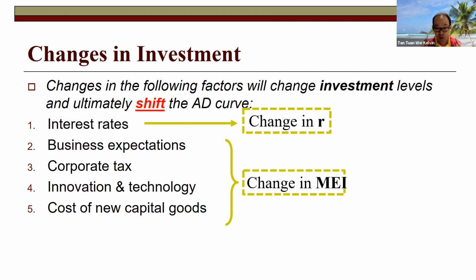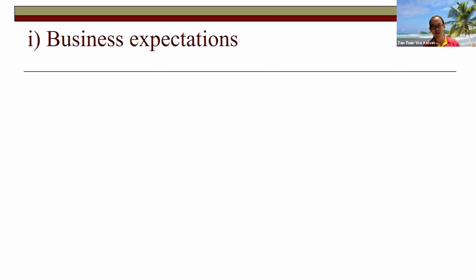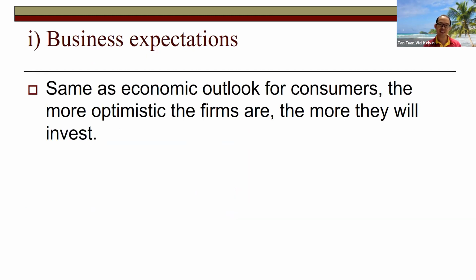Now, for your H2 syllabus, you do not have to draw the MEI curve, but this is how you can visualize how it works. So let's quickly go through some of these factors that shift the MEI curve. Business expectation. If you want to kill two birds with one stone, business expectation is similar to the economic outlook for C. So the more optimistic firms are, the more they will invest.